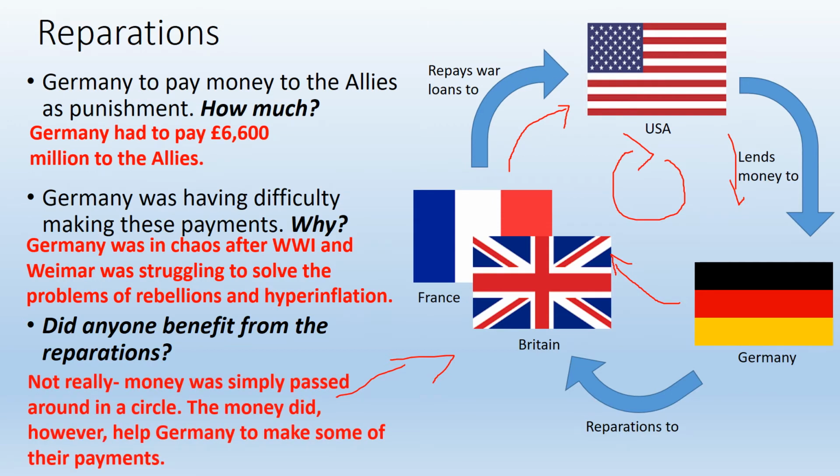So nobody really benefited from it. The money did allow Germany to make some more payments, but then that was paid from France back to the USA and from the USA back to Germany. So the money was just being passed around in a circle. No one really benefited from these reparation payments.